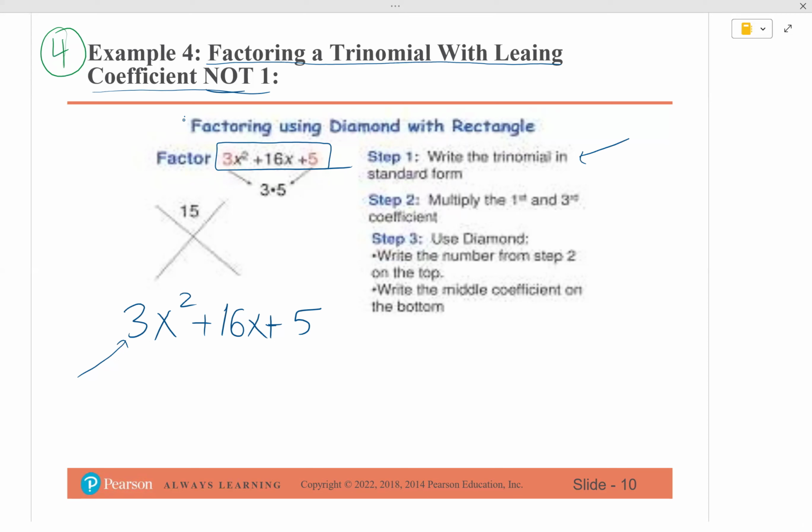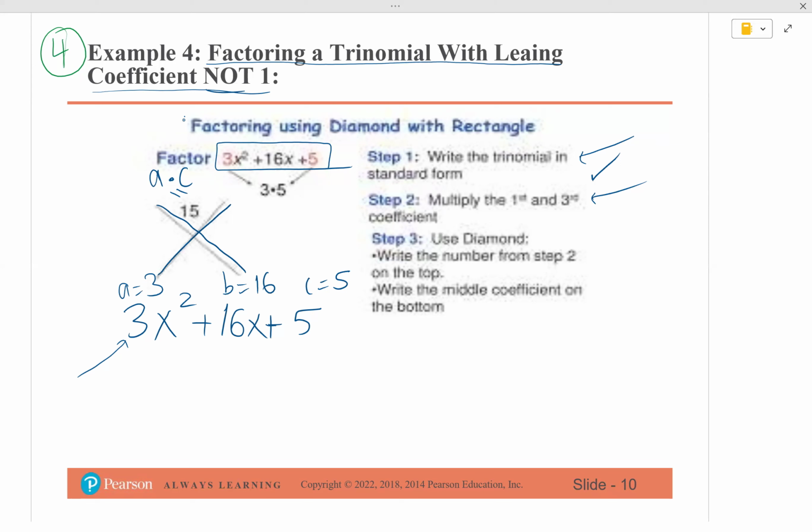All right. My first step is to write the trinomial in standard form. It should already be in standard form. Remember, that means all the like terms are already combined, and it's from highest power to lowest power, left to right. Check. Now we're going to multiply the first and the third coefficient. The first one, they usually label as A. A is 3, B is 16, C is 5. You multiply A times C. This sounds kind of random, but it's going to actually do something later, I promise. A times C, and then a lot of people like to use this little X.